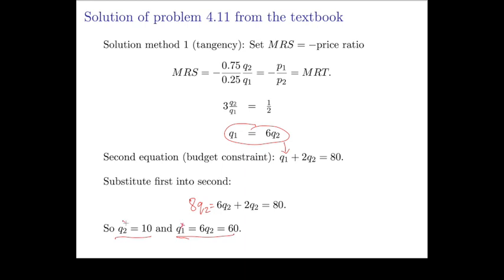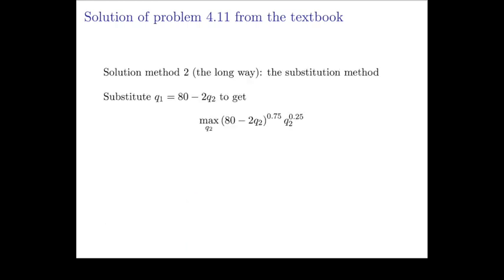So that's the optimal bundle. Q1 star, Q2 star equals 60, 10. Okay, so that's the first way of solving this problem. Let's do another way. It's a little bit longer, but we'll do it another way. We're going to do the substitution method. What we're going to do is substitute in the budget constraint.